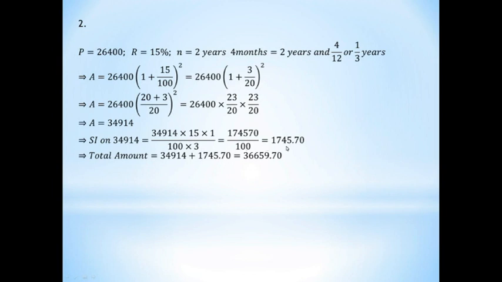In order to calculate the total amount, as we have done before in question number 1, you have to add up the amount which you have found out here, 34,914, along with the simple interest 1,745.70. Then after adding up, you will find out that it is 36,659.70. That is the answer.